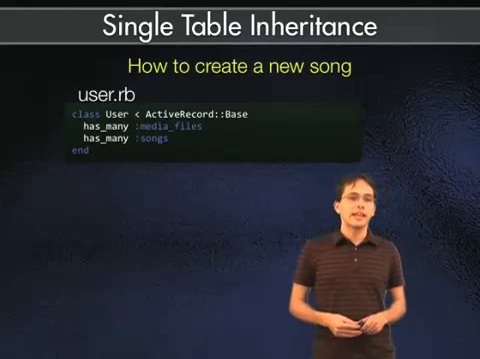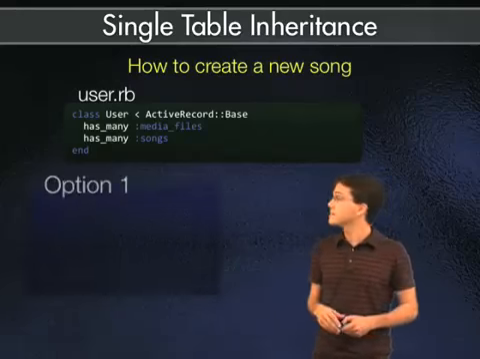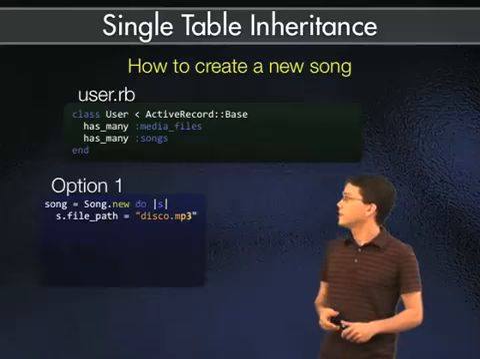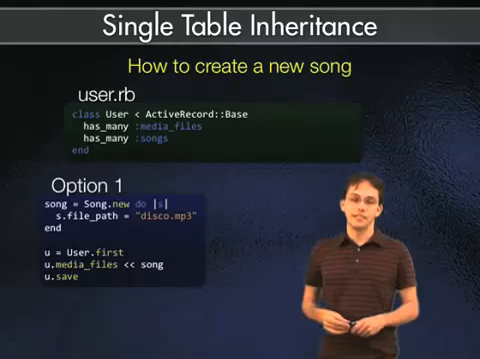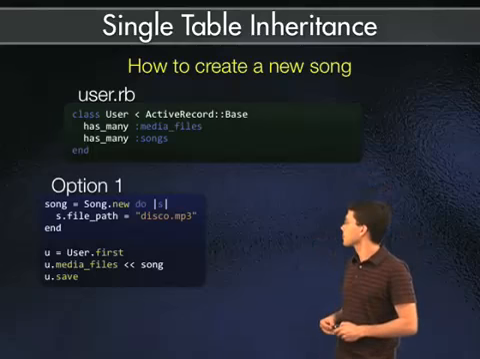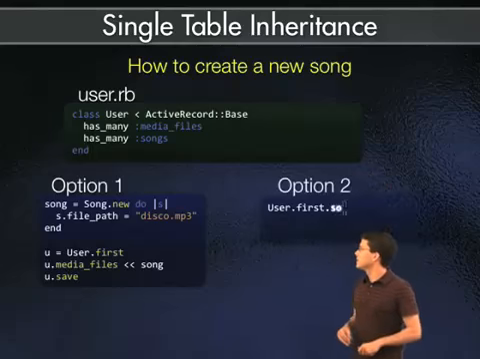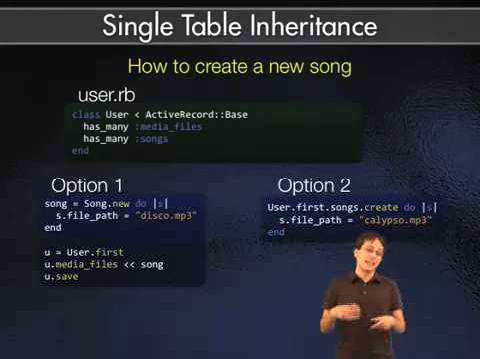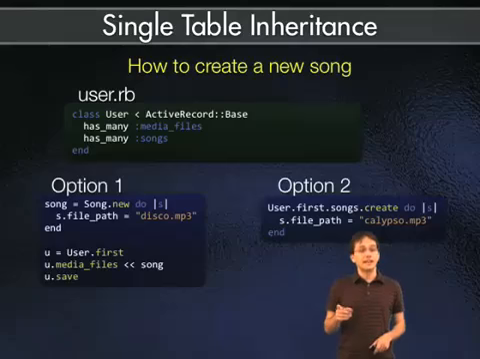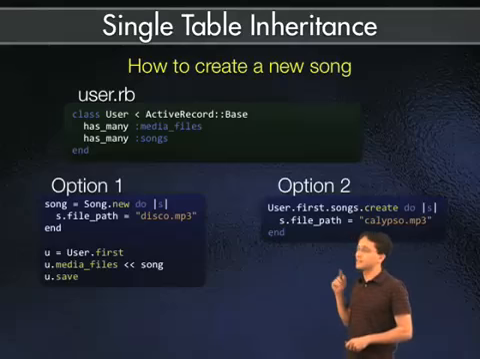How would we then create a new song? Well, there's two different methods. Firstly, we could create a new song model and then add it onto the media files array. Secondly, we could just do user.songs.create, and that would work too. However, if we did that, we would definitely have to have the has many songs in the model.